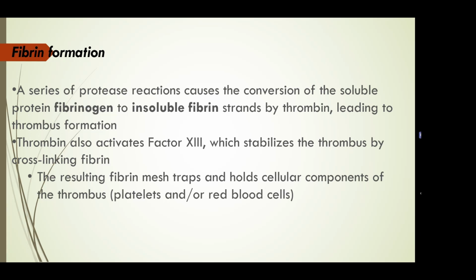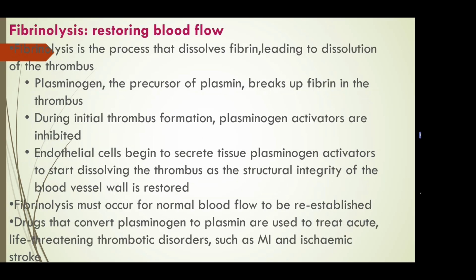The resulting fibrin mesh traps and holds cellular components of the thrombus. So some cellular components, platelets, red cells are also trapped there to form a more stable mesh. Now, fibrinolysis is the process that dissolves fibrin, leading to dissolution of the thrombus. Plasminogen, the precursor of plasmin, breaks up fibrin in the thrombus.